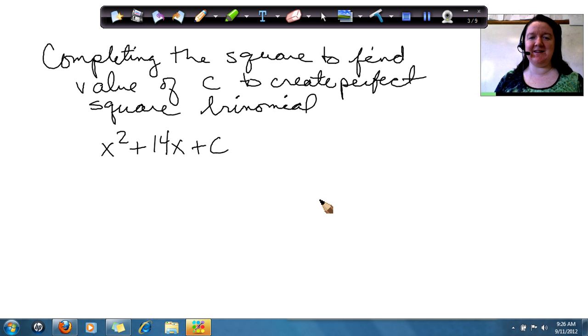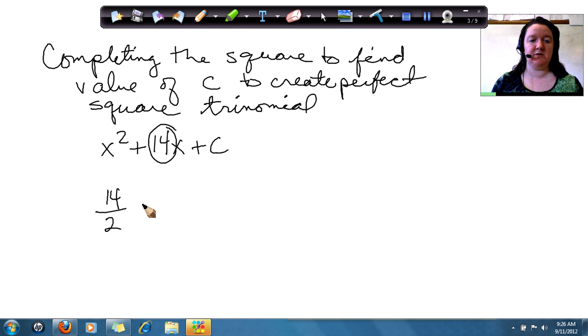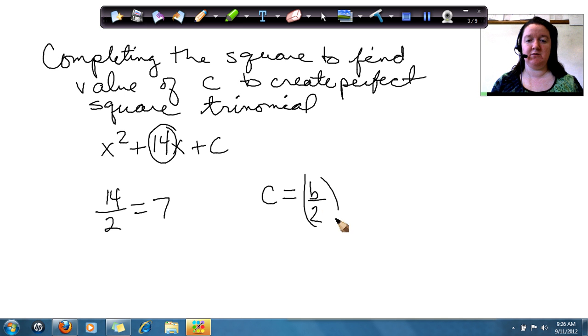Morning. Let's look at the second big idea in this lesson, completing the square to find the value of c to create a perfect square trinomial. What I need to do is take this number that's in the middle, 14, and divide it by 2, which gives me 7. My c value is equal to my b value divided by 2 and squared. So I already figured out what b divided by 2 was. So that's 7 squared, and that gives me 49.